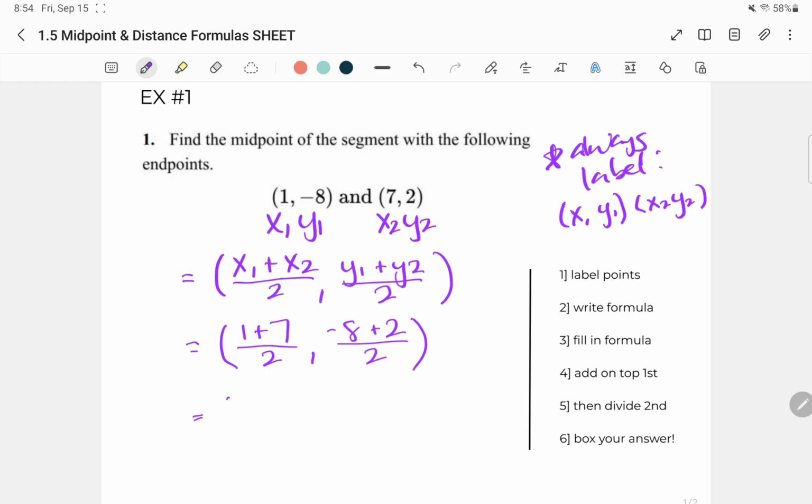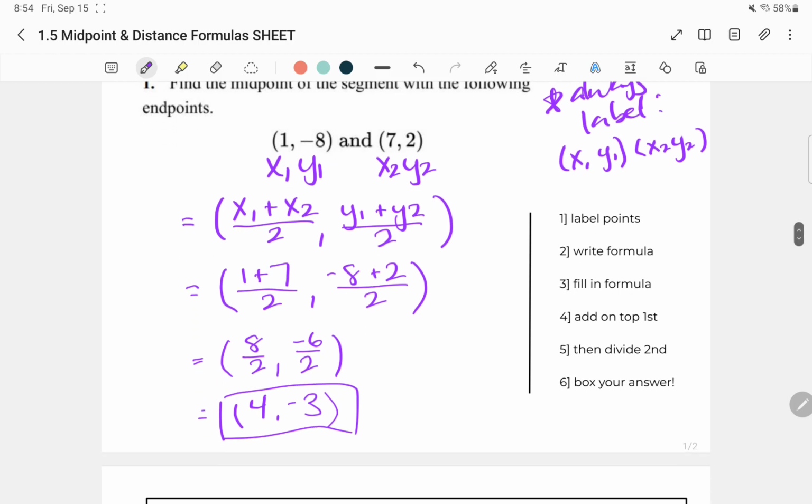Now we're going to simplify. So 1 plus 7 is 8. And -8 plus 2 is -6. We keep the denominator 2 the same. And lastly, we're going to divide. So 8 divided by 2 is 4. And -6 divided by 2 is -3. And that is our final answer for our midpoint.